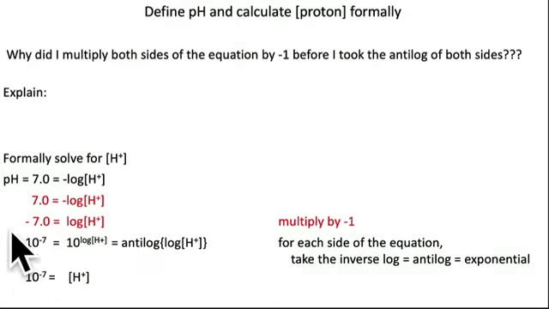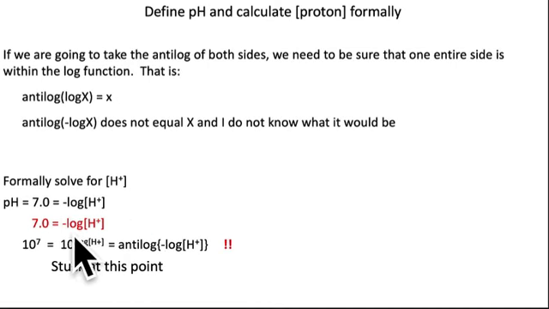When I solved this problem, why did I have to multiply both sides by -1 before I took the anti-log? This is a glitch for some people. Well, what would happen if I didn't multiply both sides by -1 to begin with? In that case, I would say we have 7 equals the negative log of the proton concentration. We don't multiply by -1. We take the anti-log of both sides, and we get 10 to the 7 equals 10 to the negative log of the protons. Now let's look at this.